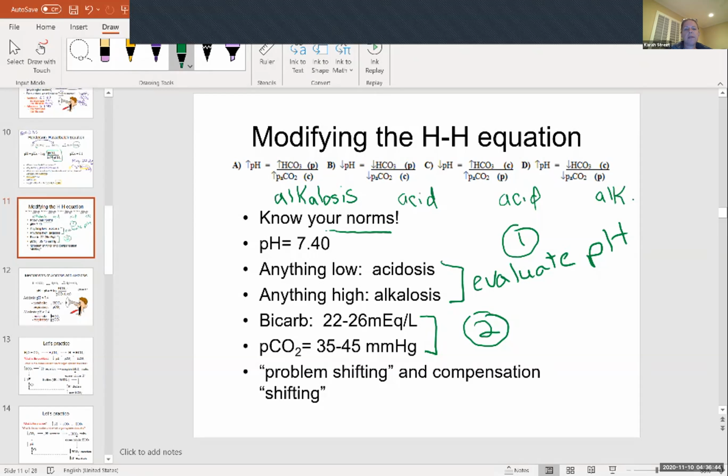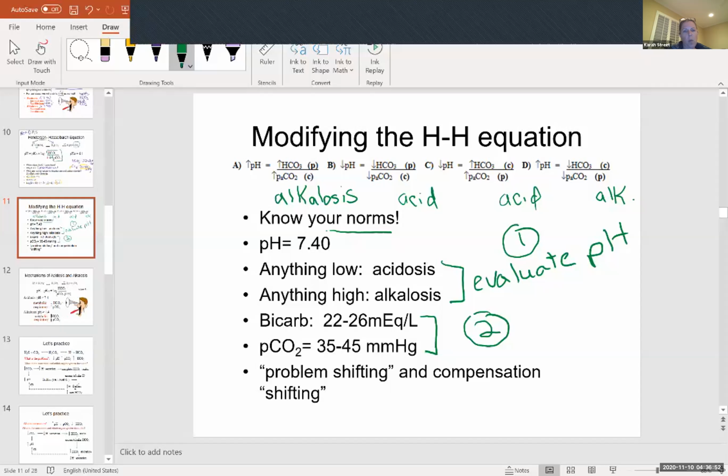Okay, let's go back to letter A. The patient has alkalosis. How can the patient have alkalosis? What are the two ways? Acid. So we can have alkalosis from too much base or too little acid. Agreed? Agreed. You look at your patient's chart and you see that their base and their acid are both above normal range. Both are out of normal range. Both are high.